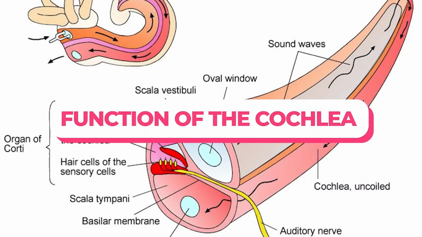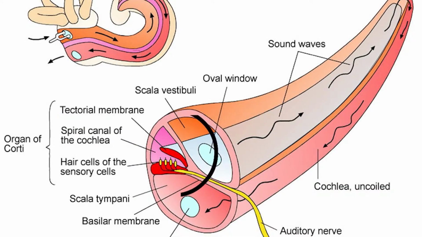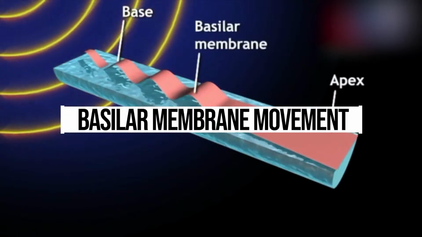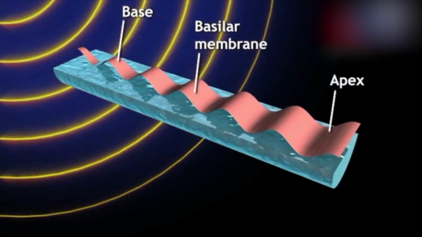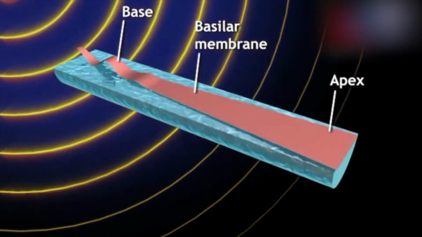Function of the cochlea. Sound wave transmission. Sound vibrations enter the cochlea via the oval window, causing movement in the perilymph of the scala vestibuli. Basilar membrane movement. These movements create a traveling wave along the basilar membrane, causing it to move up and down.